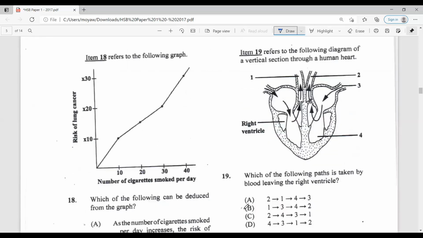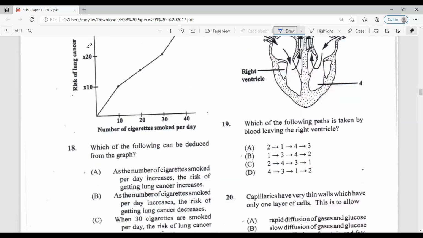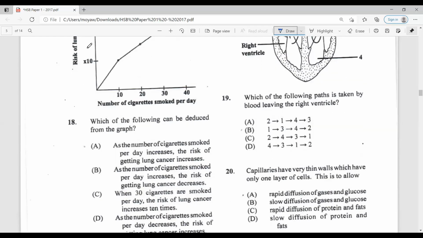Question 18. Item 18 refers to the following graph. Which of the following can be deduced from the graph? We have a graph with risk of lung cancer and number of cigarettes smoked per day. As you can see, the line is just going up, so it's increasing. The number of cigarettes smoked per day is increasing, and the risk of getting lung cancer is also increasing. So we have to find the option saying what we just said, that both are increasing.